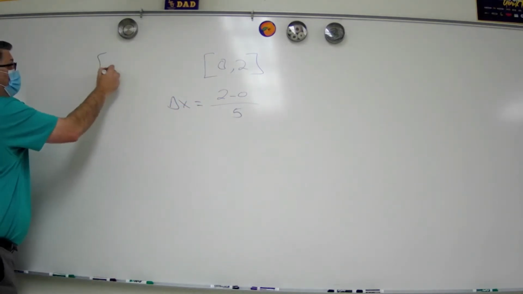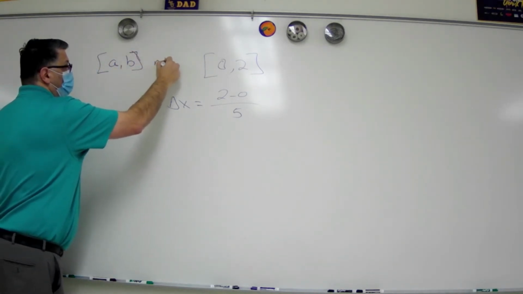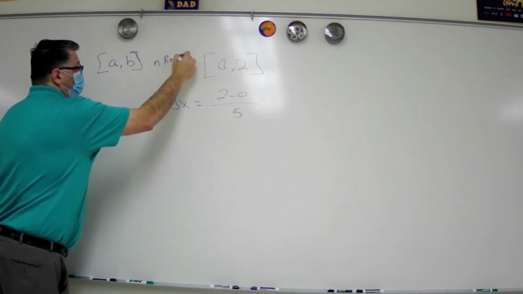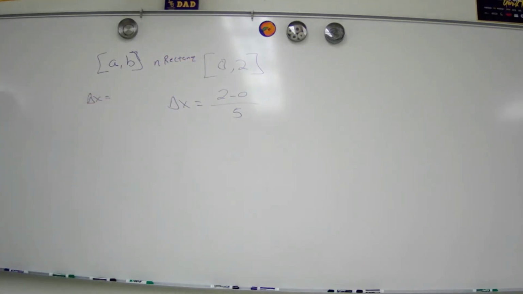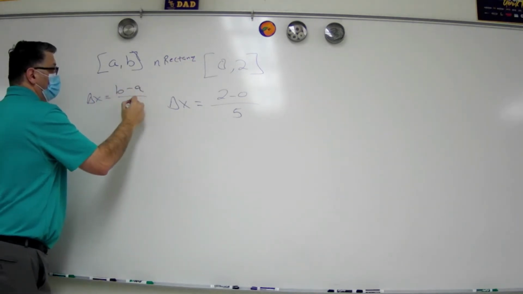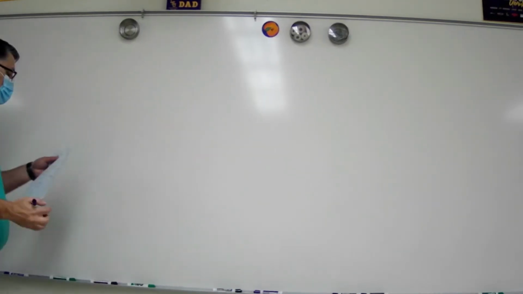What if I wanted a bound from A to B with n rectangles? What will my delta x be? B minus A over n, always. That's always your delta x. Your delta x is always B minus A over n. Always. Now let's actually do a problem.